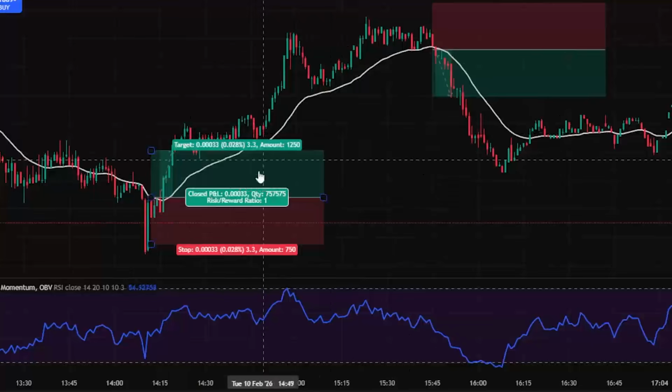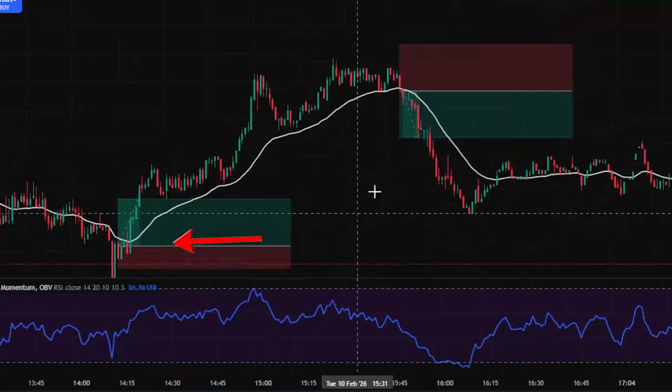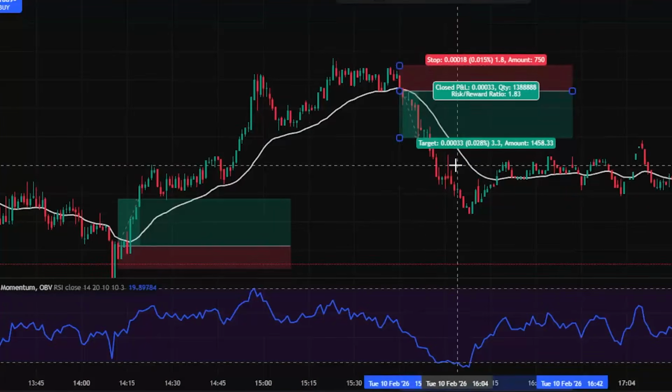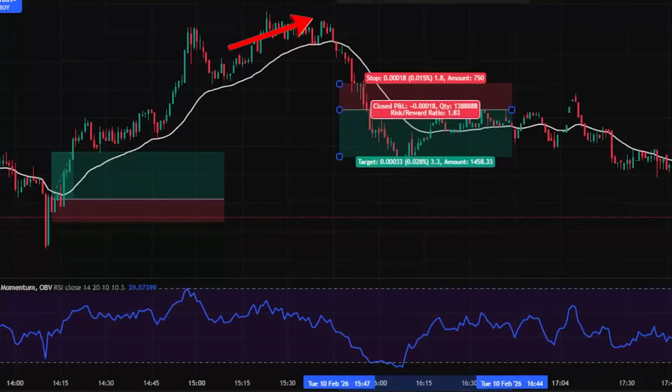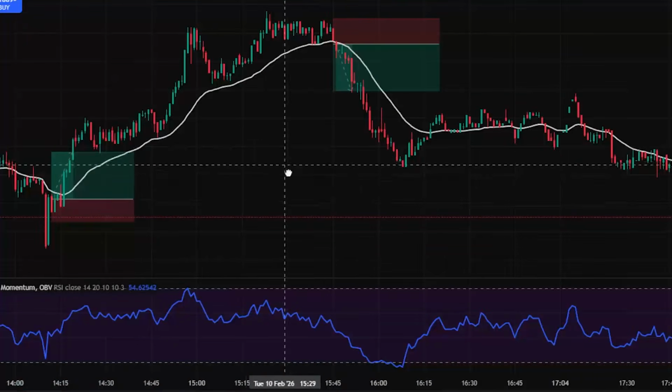When buying, we place the stop loss behind the last short-term low. When selling, behind the last short-term high. Not too tight to be hit by a small swing, not too wide to unnecessarily increase the risk.